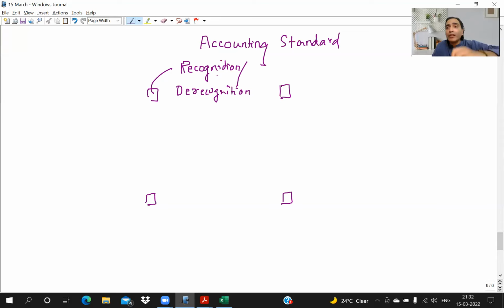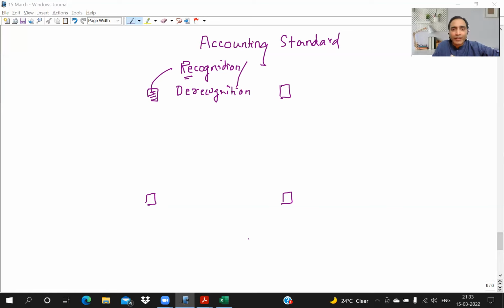Recognition means when to bring that particular item into your books of accounts, whether to bring it or not. And when to remove it, when to derecognize. So recognition means bringing that item into your financial statements. Derecognizing means removing that item from your books, from your financial statements. Every accounting standard lays down rules for recognition and derecognition. Okay. Second, can anyone guess the other three quickly?